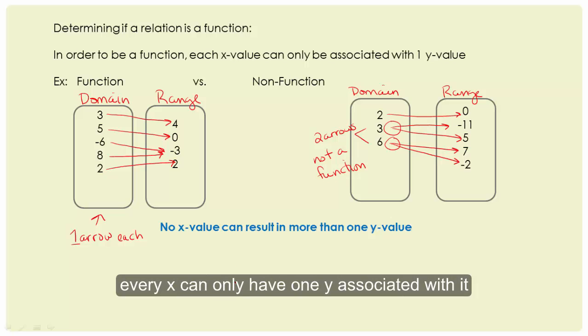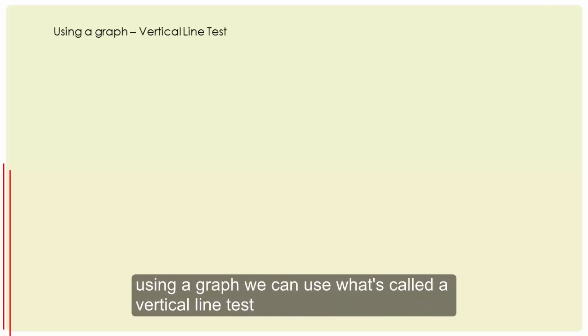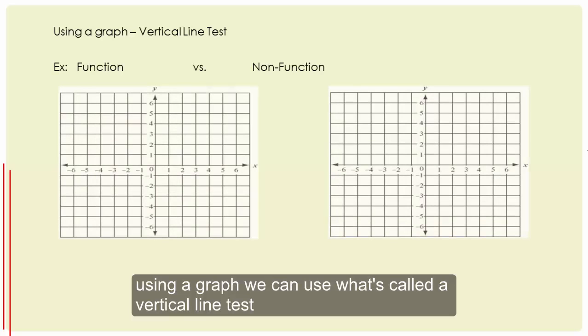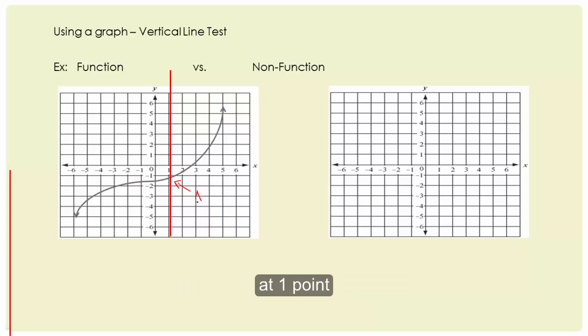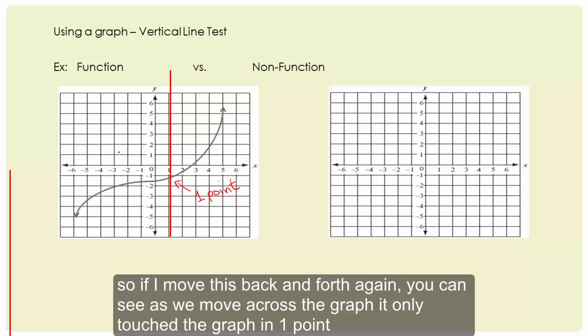Okay, so every x can only have one y associated with it. Using a graph, we can use what's called a vertical line test. If I run a vertical line along the graph, it will only ever touch the graph at one point. So if I move this back and forth again, you can see as we move across the graph, it only ever touches the graph in one point.